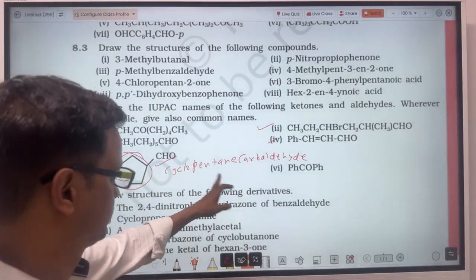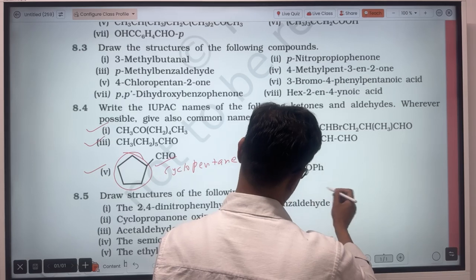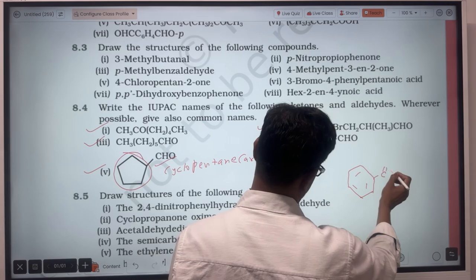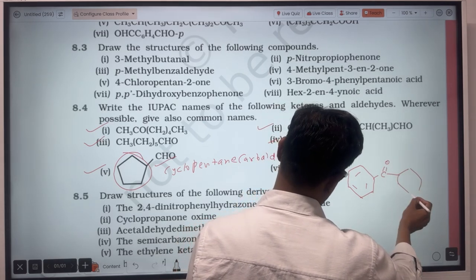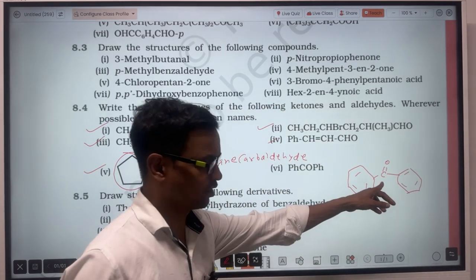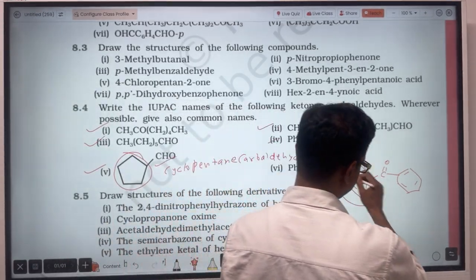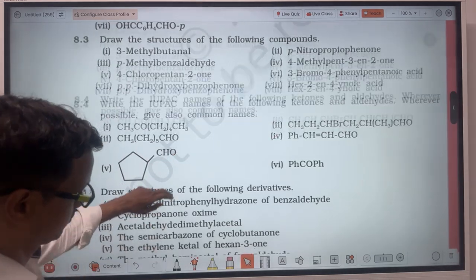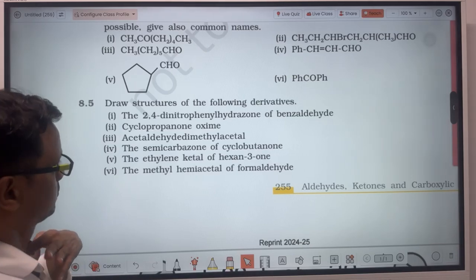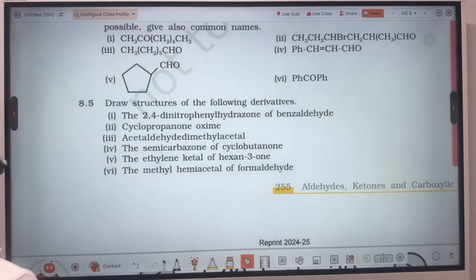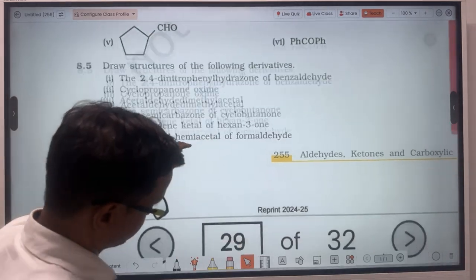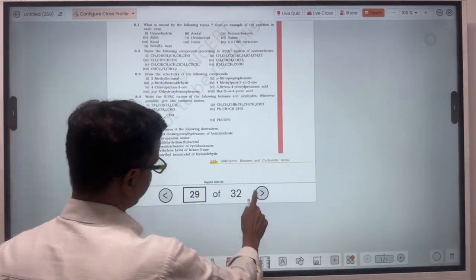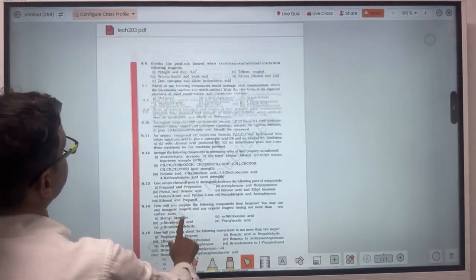Now let's see. The open chain is of only one carbon. So here its IUPAC name will be diphenylmethanol. Do the reaction very easily, you can do that. About the reactions involving ammonia and its derivatives, we have discussed in detail, so very easily you can do that question.